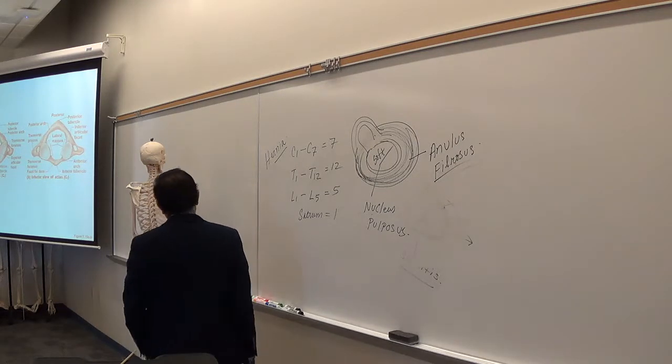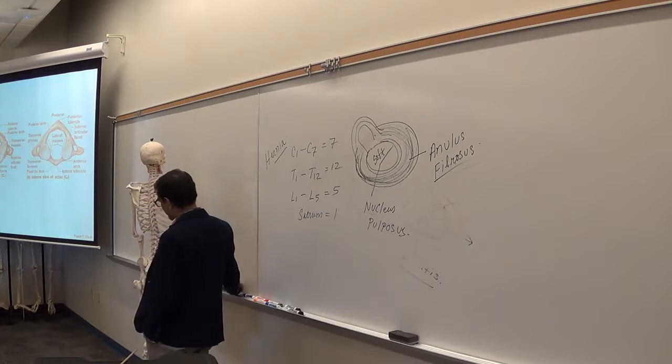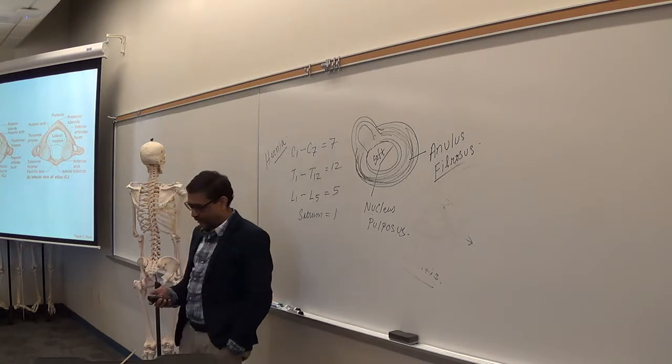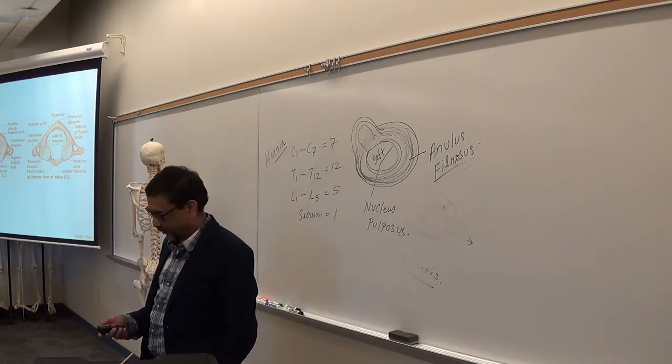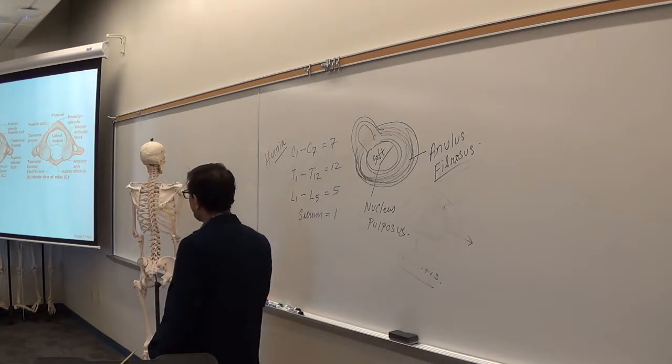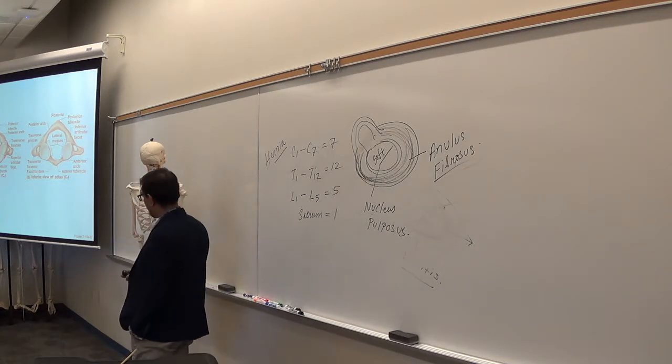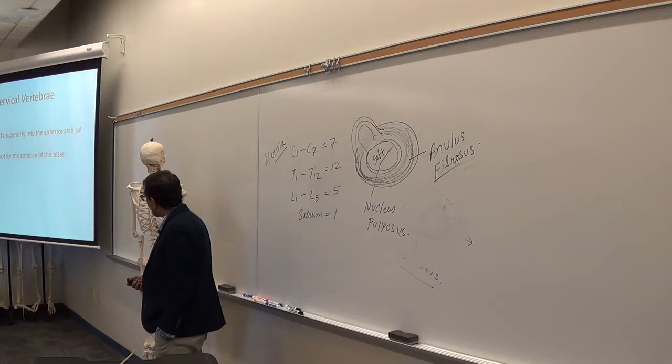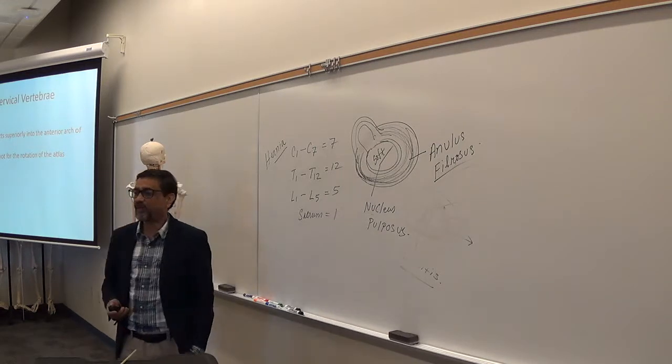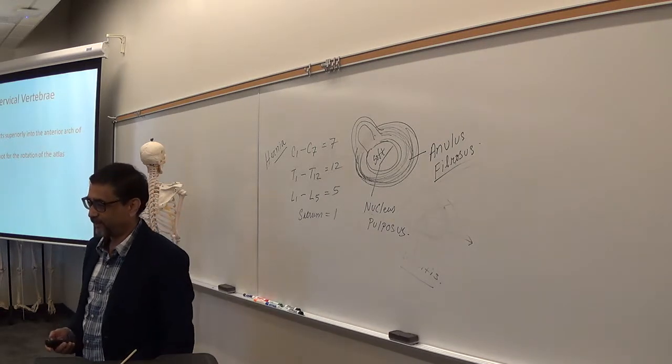So that is C1 or atlas. Make sure you see this when you do the lab part. Easy to identify those structures. C2 is also atypical, different.